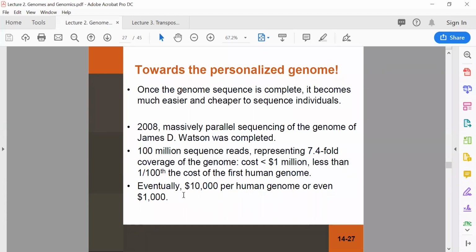Okay, what about these days? So the prediction was that eventually it would only cost $10,000 per human genome or even less. The current cost of sequencing a genome of an organism is about $5,000 to $6,000. That's how cheap it's become in only the last 10 years or so. And that $5,000 to $6,000 won't give you a complete coverage, but a very good coverage of the genome.